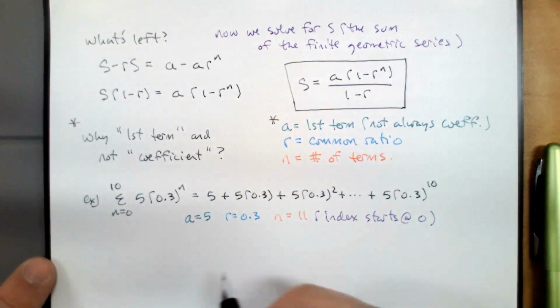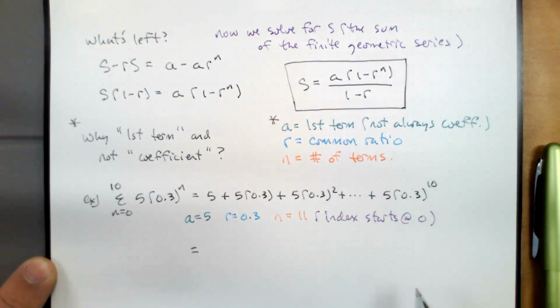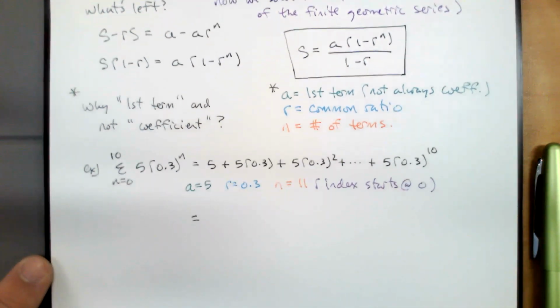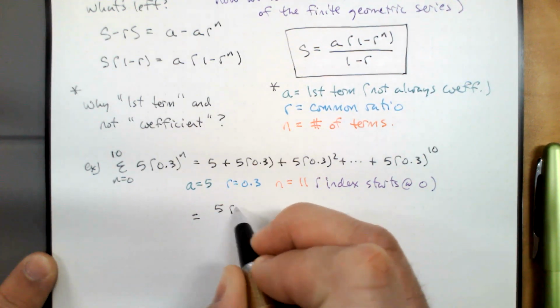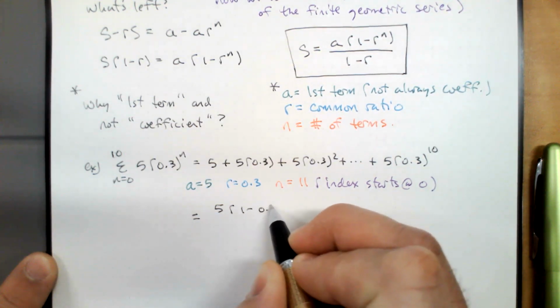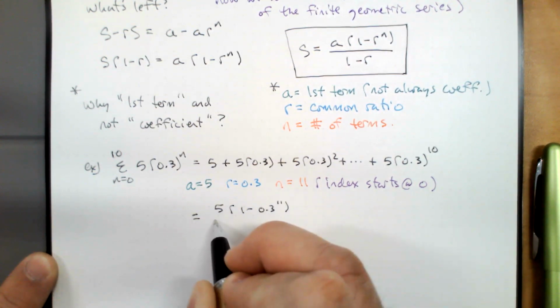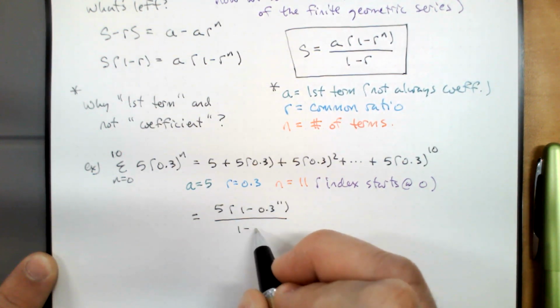So we have a finite geometric series. We can find the sum by using our handy formula. The sum is the first term times 1 minus the common ratio to the number of terms divided by 1 minus the common ratio.